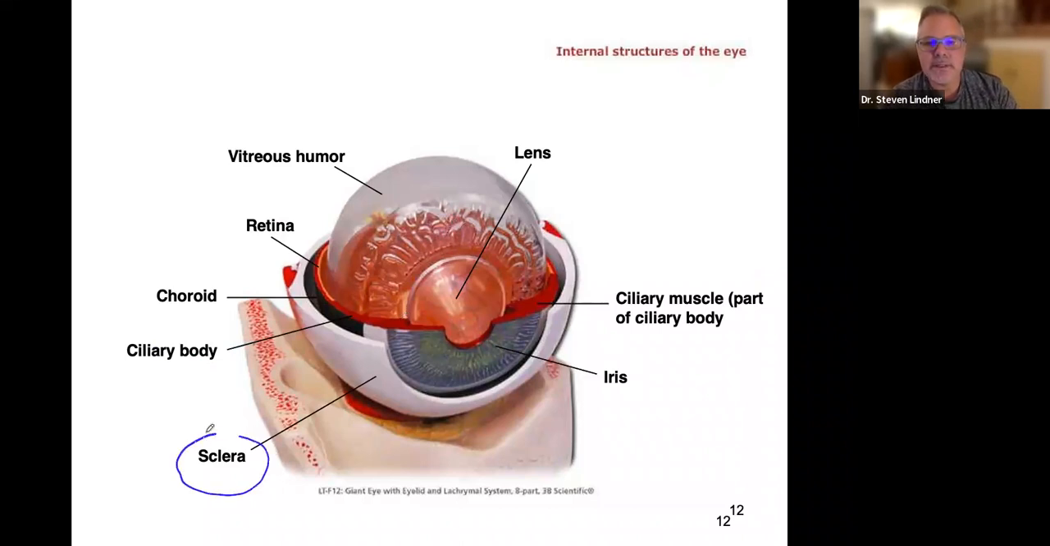You can still see the sclera. We can see the iris. We can see the opening or half of the pupil. Just posterior to that, that is our lens. The middle layer is the choroid. Innermost layer is the retina.